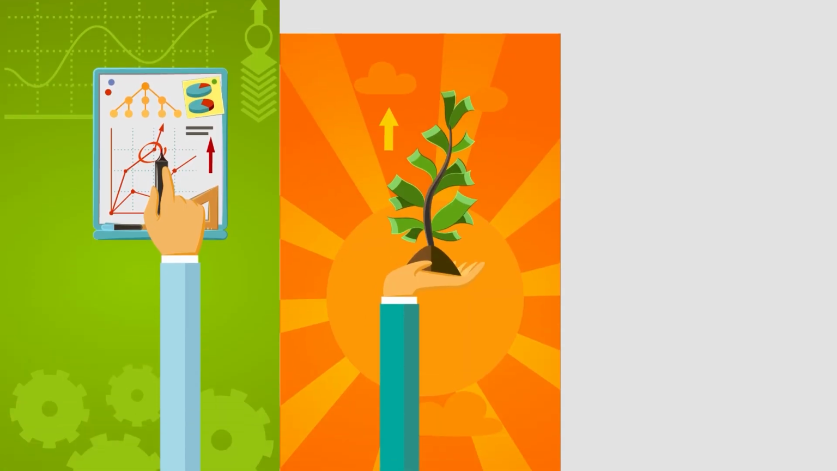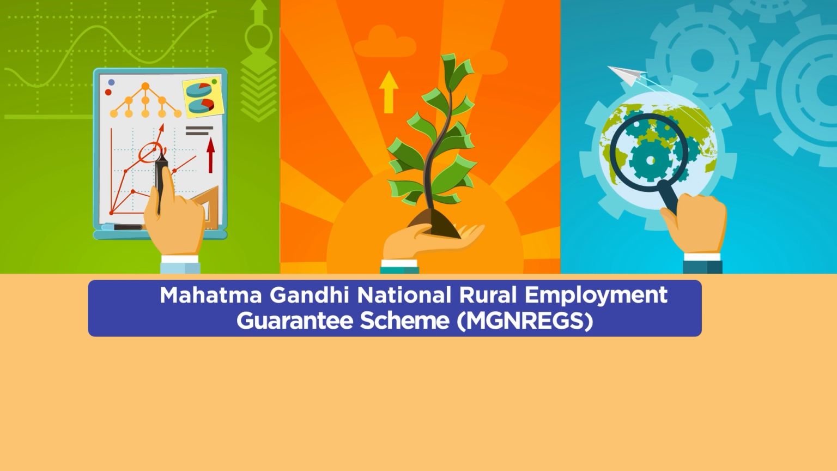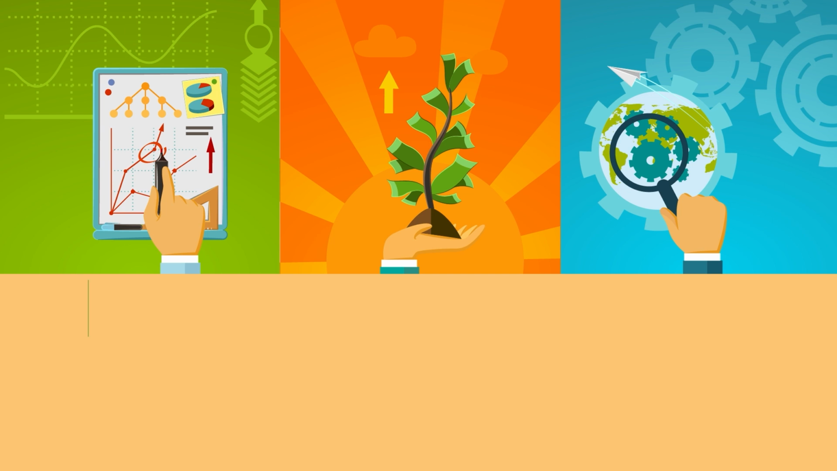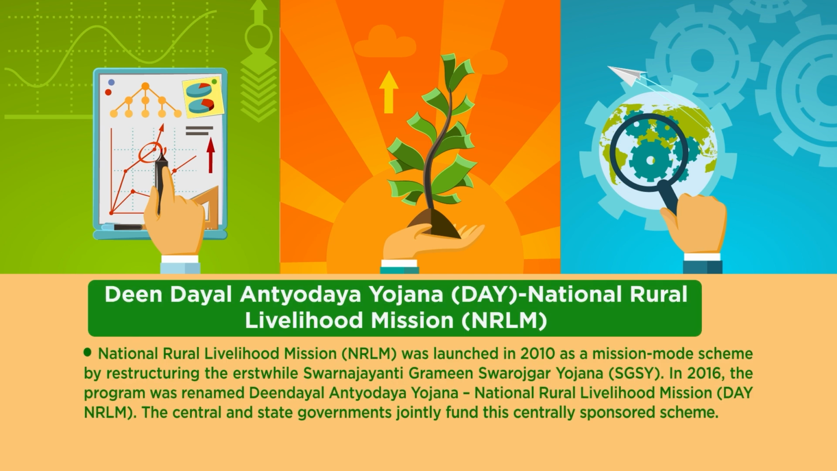When we look into the Mahatma Gandhi National Rural Employment Guarantee Act, that was passed in 2005 to improve the livelihoods of the people in rural areas, and it guarantees 100 days of employment per year to eligible rural households. The Din Dayal Antyodaya Yojana National Urban Livelihood Mission was launched in the year 2010 as a mission mode by restructuring the Swarna Jayanti Gramin Rozgar Yojana.